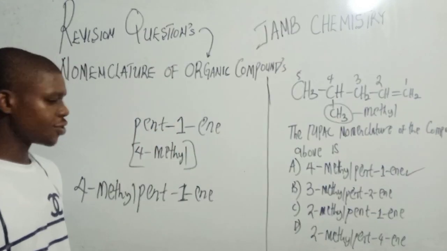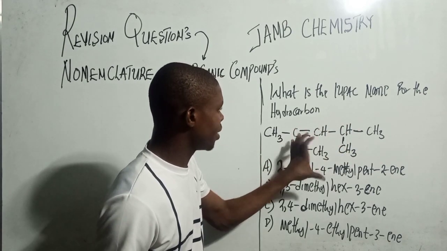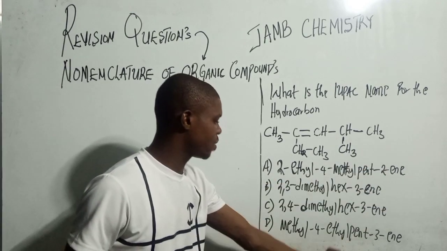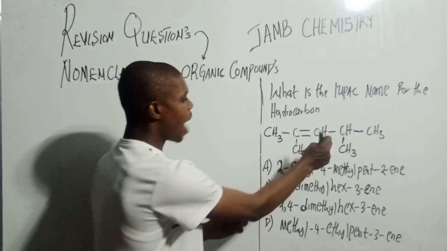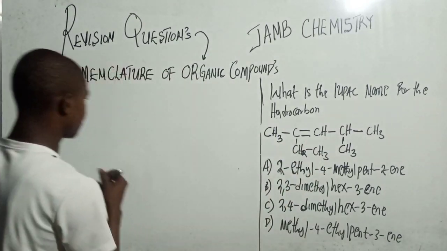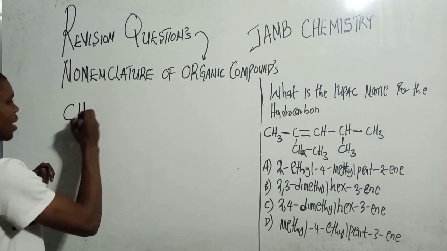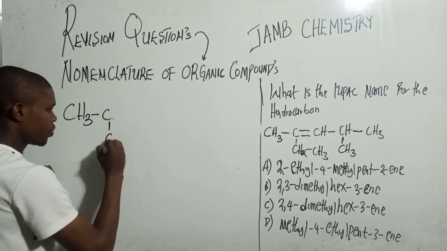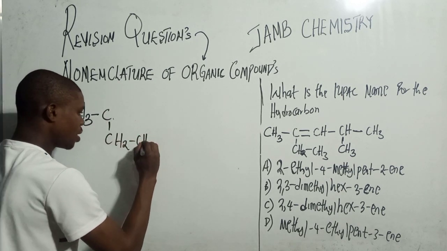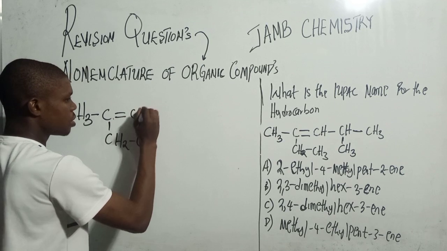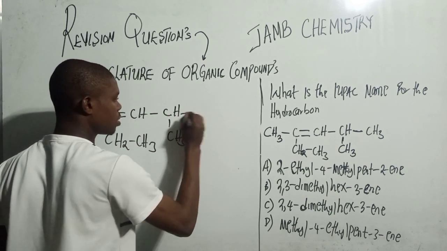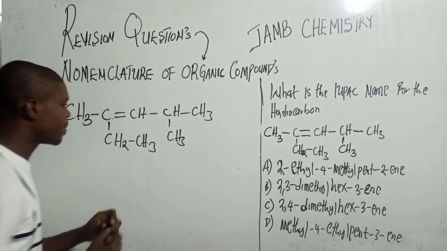Let's look at another question. We are given this structure and asked for the correct IUPAC name. Here I have CH3, CH2, CH3, CH3. So what is the name of this structure?